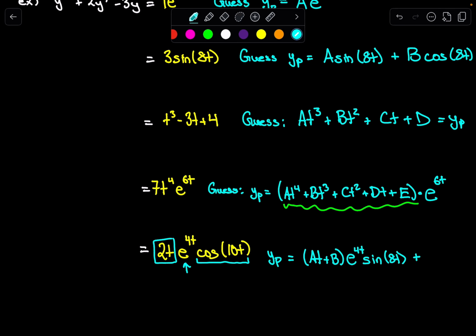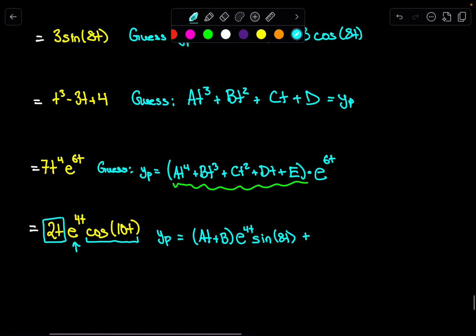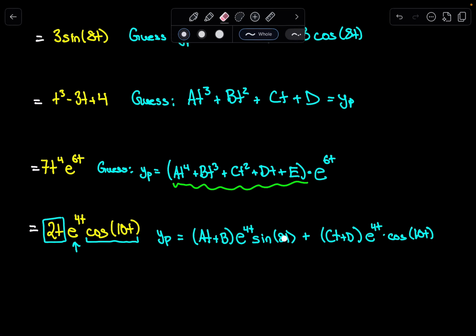And it gets its own little set of a polynomial and an e to the 4t. So it's going to get its own ct plus d times e to the 4t times cosine of, oops, I didn't mean to write 8t earlier. I meant to write 10t because we're using a 10 now. 10t, there we go. And this is what we're going to get. This is going to be our educated guess as to what our solution is this time around.